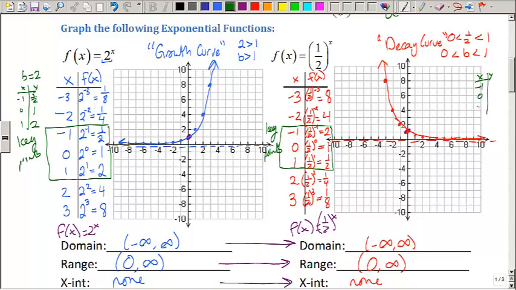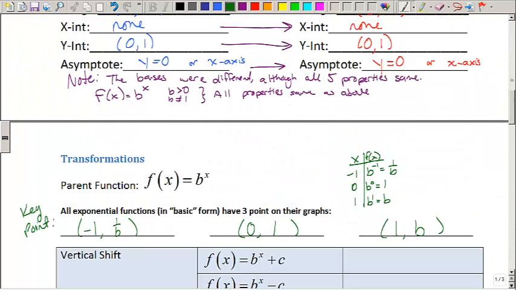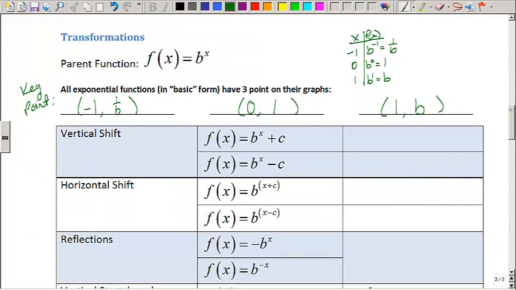If I plug in -1, 0, and 1, when I plug in -1, I get 1 over a half. Well, 1 over a half is really just 2. 0, 1 is always the value. And 1, b, and my b is a half. So I have 1, a half. Are those the 3 key points? Well, yes, they were. So these 3 values, or points, are going to appear on all basic forms of the exponential function.